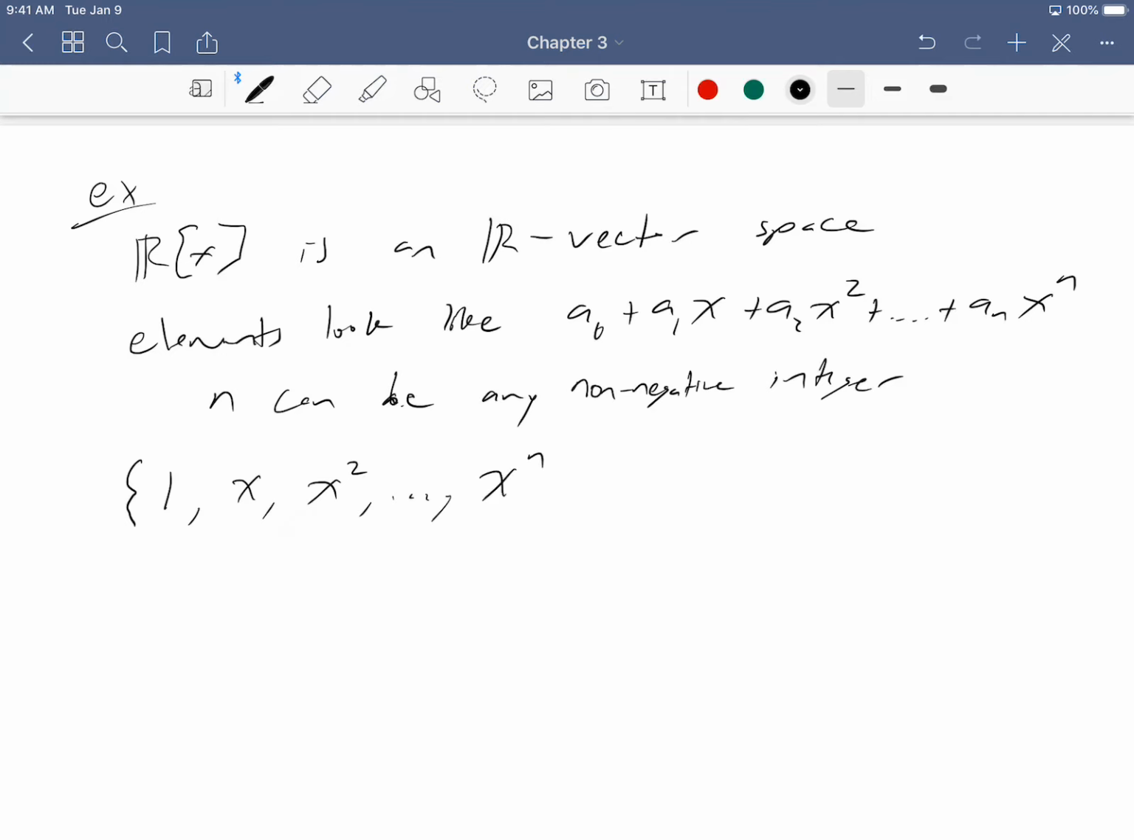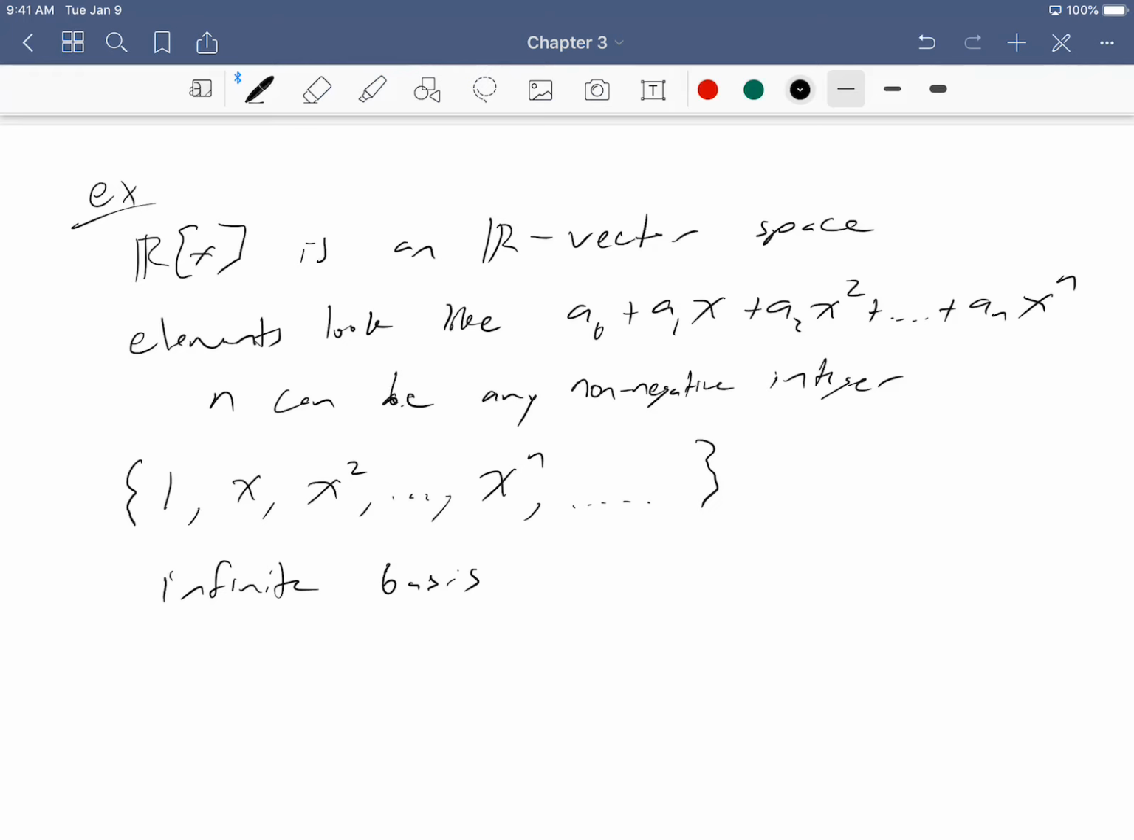I need an xn, but now here's where things get a little bit weird because I can have a polynomial whose degree is 100. It would end with x to the 100. I can have one whose degree is 5 million. It would end with x to the 5 million. And so this basis doesn't stop at xn because n can be anything. So it continues on forever. So this is an infinite basis.